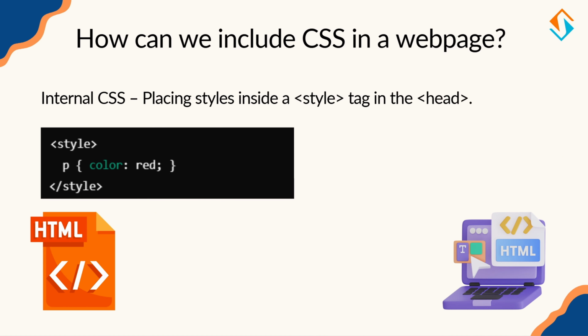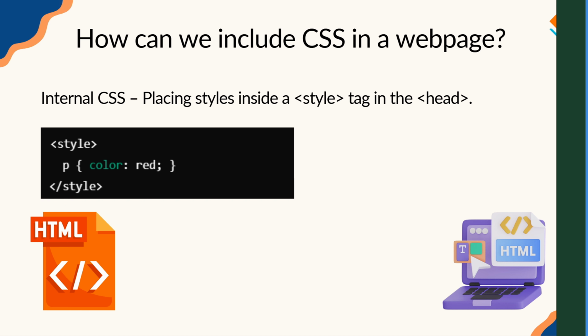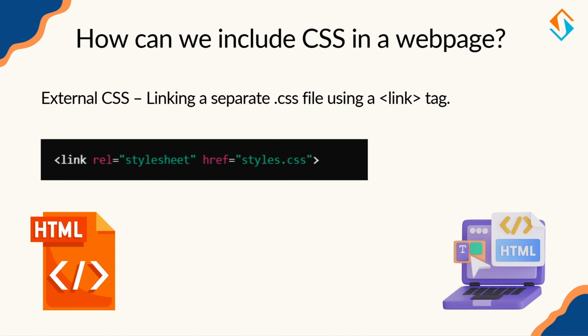Next is internal CSS, placing styles in the style tag in the head. Okay, I have also given you an example of how you can use it, and it is good for small projects but can make the HTML file bulky. Third one is external CSS, linking a separate .css file using a link tag. Here I have given an example you can see in front of your screen. It is the best practice for large projects.